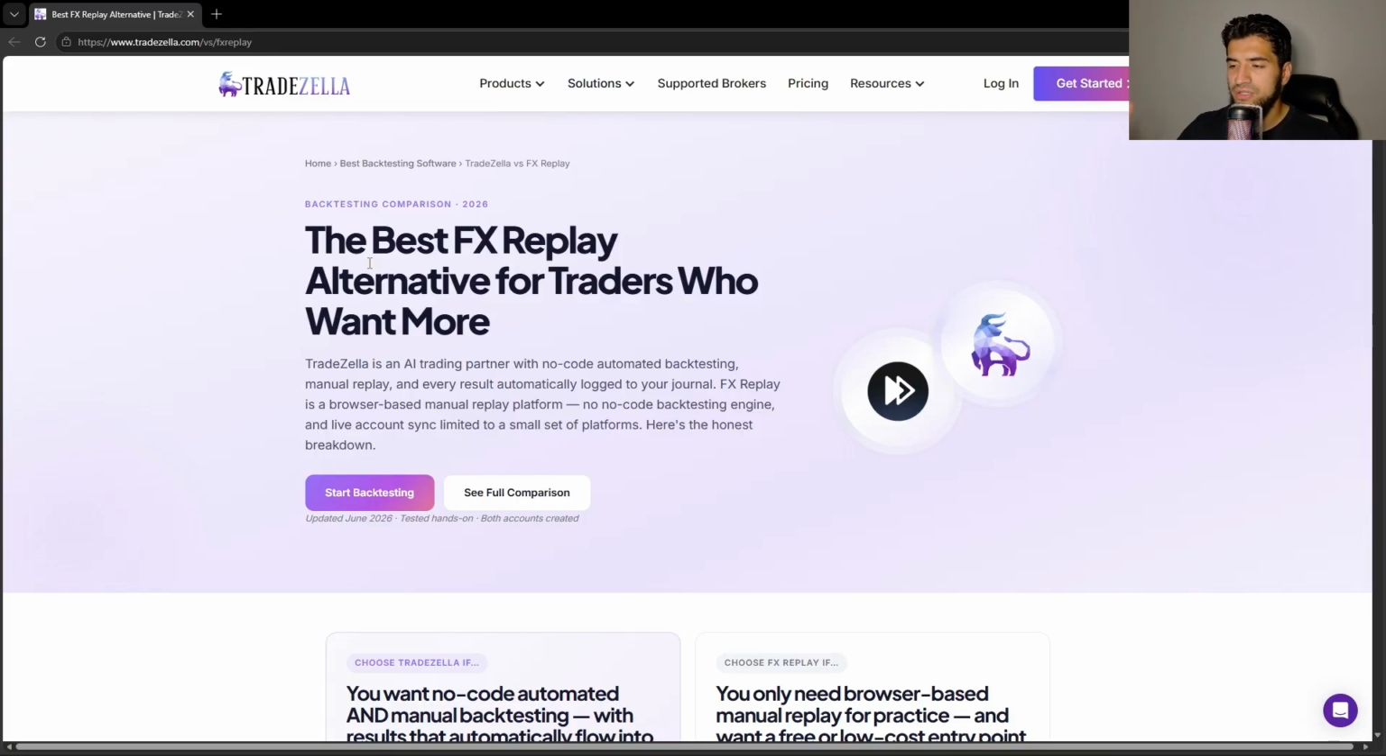So now there are two platforms, right? There's FX Replay and there's TradeZilla. I personally would recommend going with TradeZilla because not only is it a backtesting platform, it could also be your analytics platform. It could also be your journaling platform, all in one go, for a price a little bit more than $10 above what FX Replay offers, right?